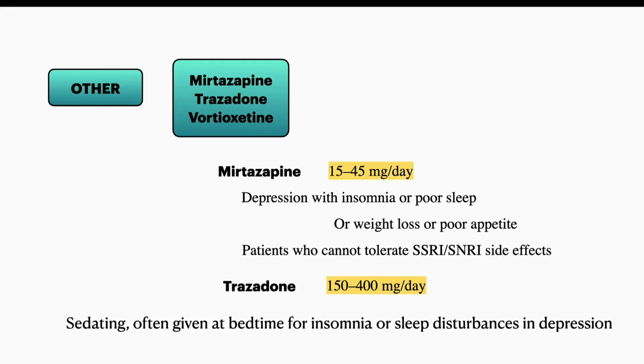Okay, so mirtazapine can be given at 15 milligrams to 45 milligrams a day. Okay, this will help with depression with some features of insomnia, poor sleep, or weight loss, or poor appetite. So if we have a patient with depression who is showing these features, this medication can be feasible to give. Now, trazodone is a very old antidepressant medication, but it works really well with people who are struggling with insomnia or sleep disturbances in general due to depression. So, of course, this is given at bedtime, right? And mostly in people who have problems with sleeping, and those problems are caused by depression.